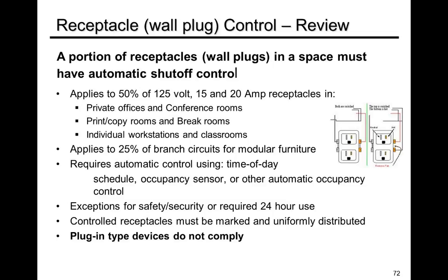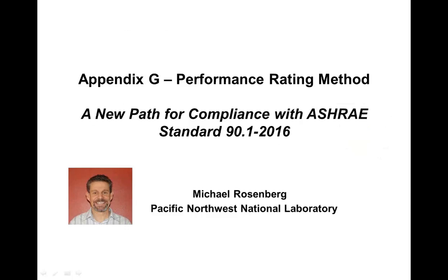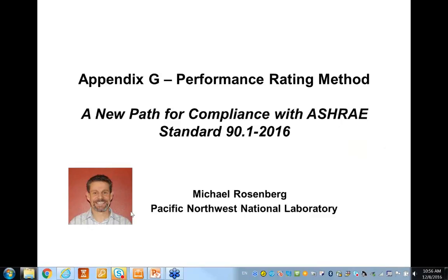And there are exceptions to this. This is a requirement that's there to try and get some efficiency or some shut-off applied to receptacles. One key point there at the bottom is that plug-in type devices do not comply with this requirement. We've had lots of questions about that, but they do not comply. That covers it for lighting and electrical. I'd like to turn it over now to Mike Rosenberg, to talk about Appendix G.